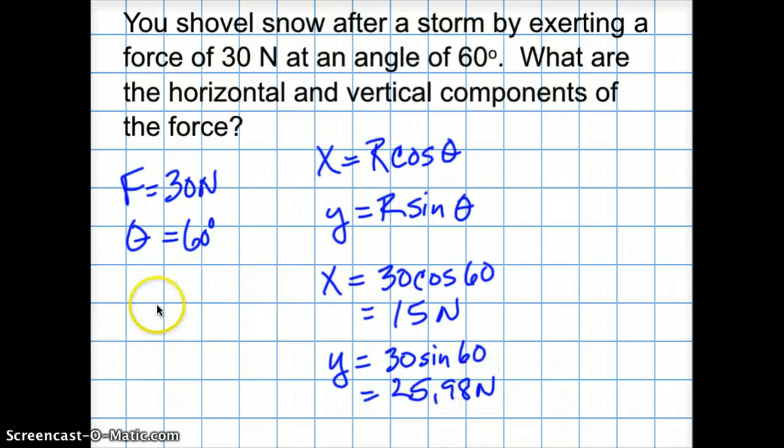The way I draw that, if I have, let's say I shovel, that's the wrong angle. So let's go down a little bit more like this. And let's say it's at a 60-degree angle here. Then what did I find? Well, my x component is going to be 15 this way, and my y component is going to be 25.98.